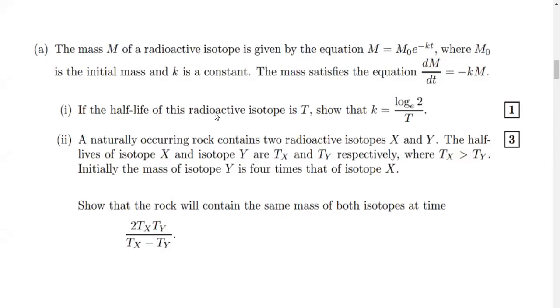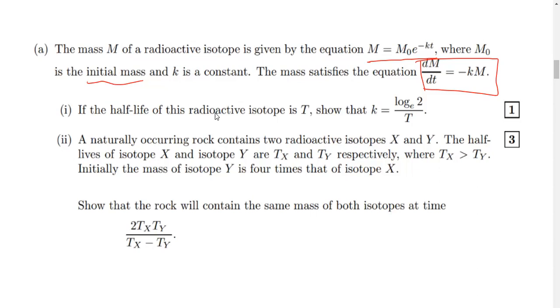So here we have a rates of change question, specifically one to do with exponential decay or radioactive decay. And we want to basically show a few things. So here we have the mass, m, of a radioactive isotope is given by the equation m equals m0 e to the negative kt, where m0 is the initial mass and k is a constant, satisfying the equation dm/dt equals negative km, negative for the decay. And part 1, if the half-life of the radioactive isotope is capital T, show the relationship, which you should already know.